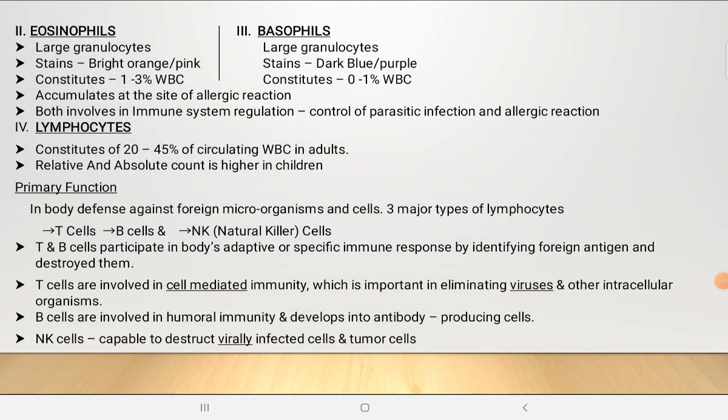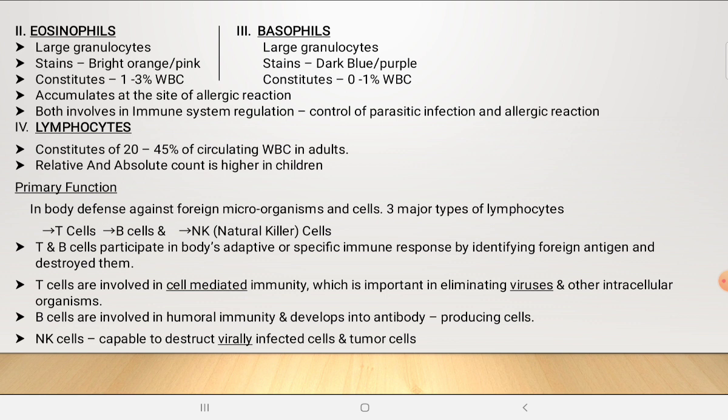Talking about your eosinophils. They are large granulocytes. Their stain color will be orange or pink, and they constitute about 1 to 3% of WBC. And about your basophils, they will be large granulocytes, but their stain will be dark blue or purple, and they constitute about 0 to 1% within your total WBC counts.